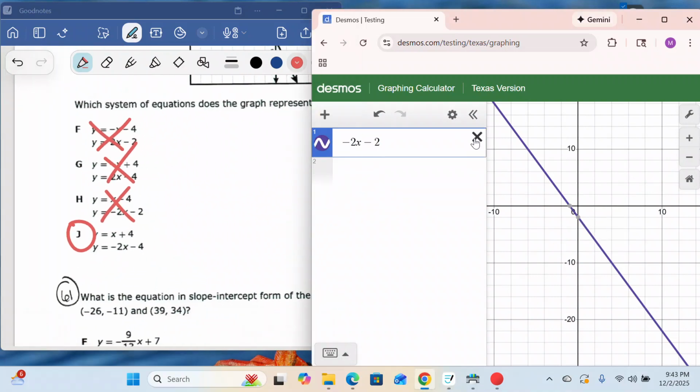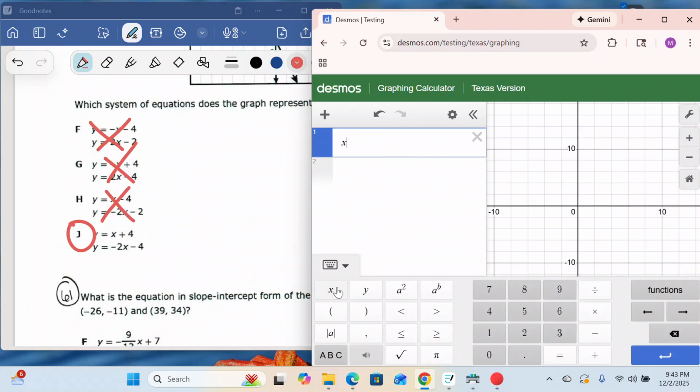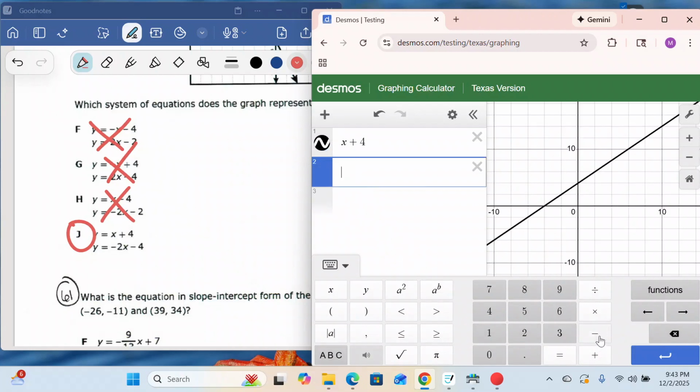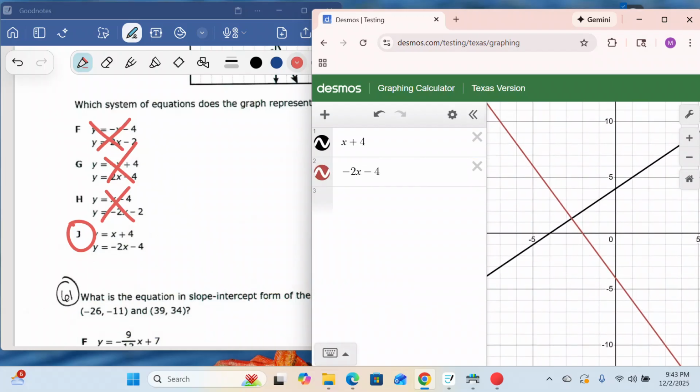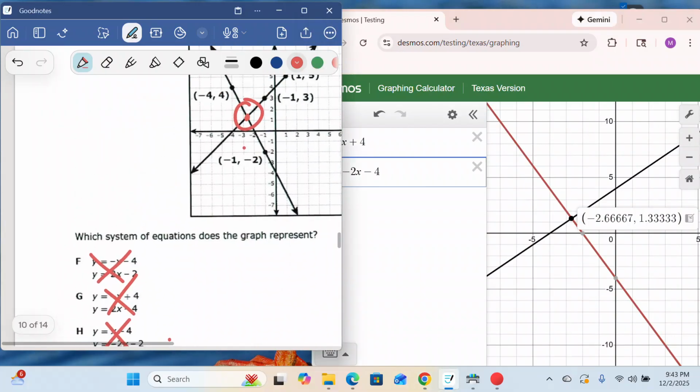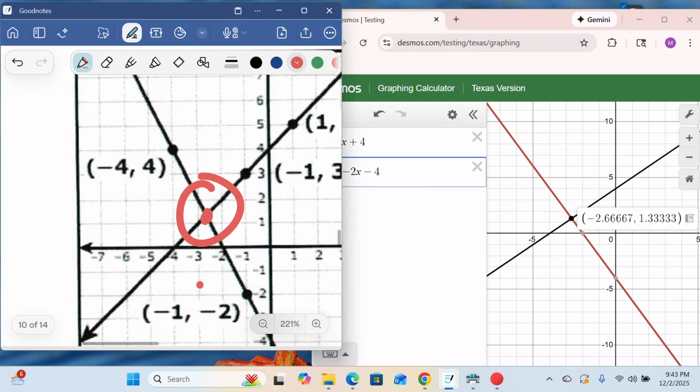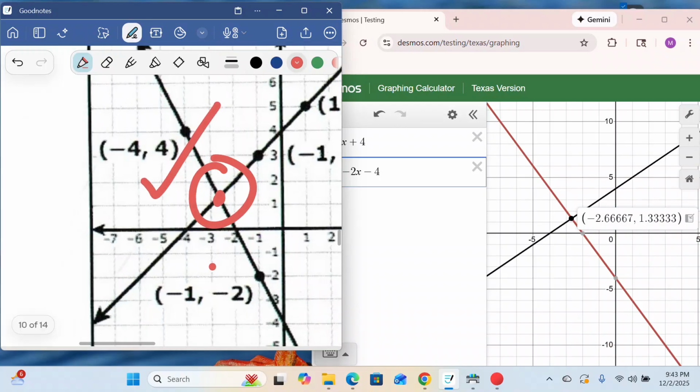So all I'm going to do is input this one, x plus 4. Not x plus 44, x plus 4. And then I have negative 2x. And there it is. The point is around negative 2.6 and 1.3. And that's about negative 2.6 and 1.3. That is your correct answer.